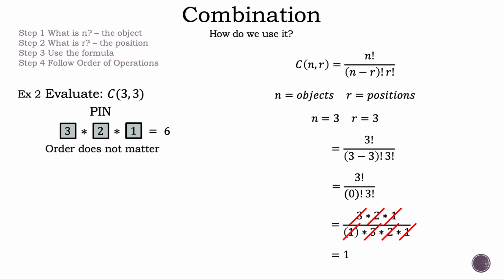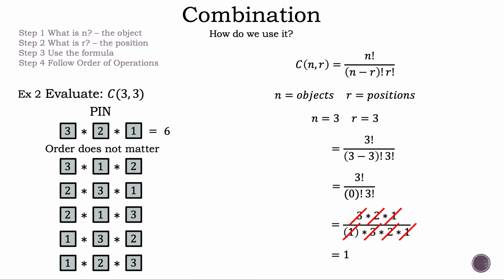So how many other options do we think we have? That is correct, 5. The other options are 3 times 1 times 2, 2 times 3 times 1, 2 times 1 times 3, 1 times 3 times 2, and finally 1 times 2 times 3. So we have 6 in total. Now we have to divide the total by the number of options. So 6 over 3 factorial, which is 6 over 6, which is 1. Cool, we got the same answer. You can choose which one is best.